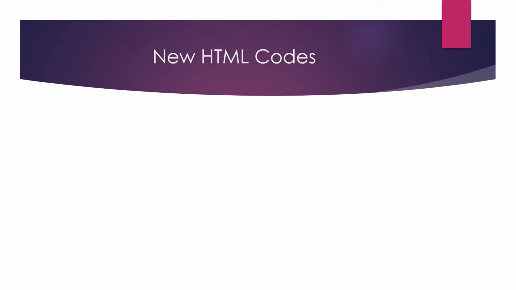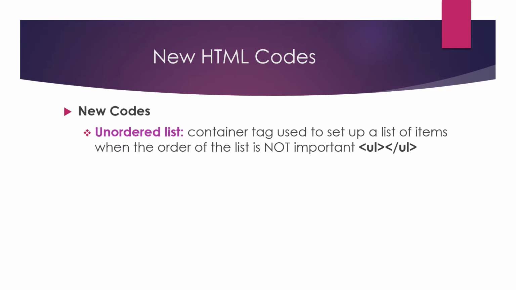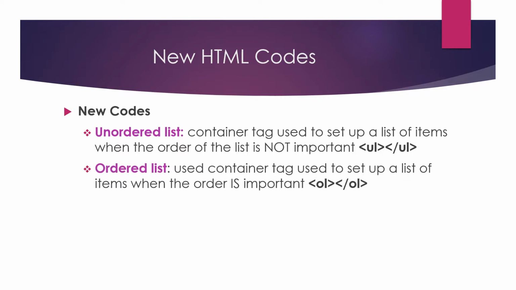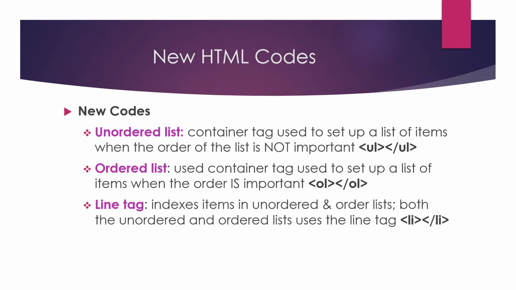Now we're going to look at some new HTML codes. Our new codes are as follows. We're going to use the unordered list. This is a container tag used to set up a list of items when the order of the list is not important. The tag that you will be using is the UL tag for unordered list. Ordered list is a container tag that is used to set up a list of items when the order is important, and that tag is OL. The line tag indexes items in the unordered and ordered list.